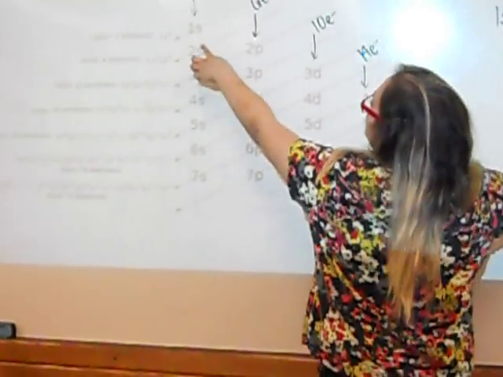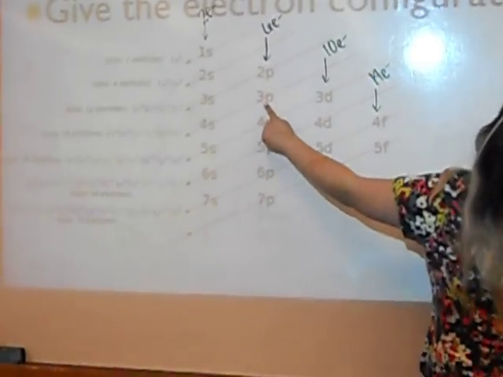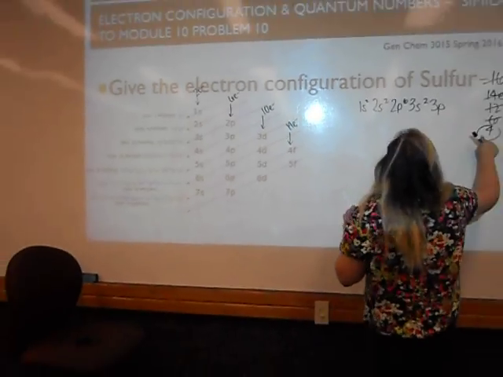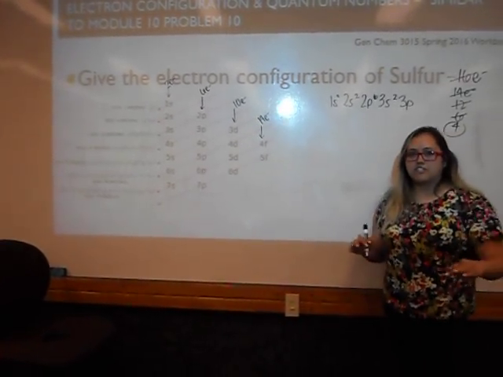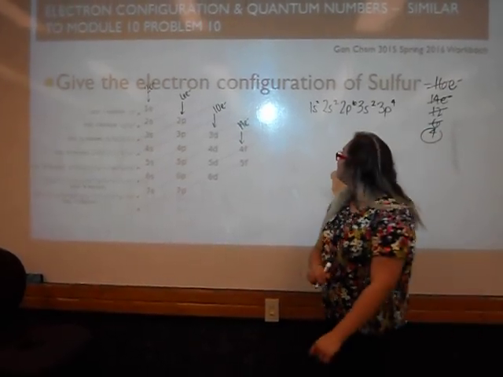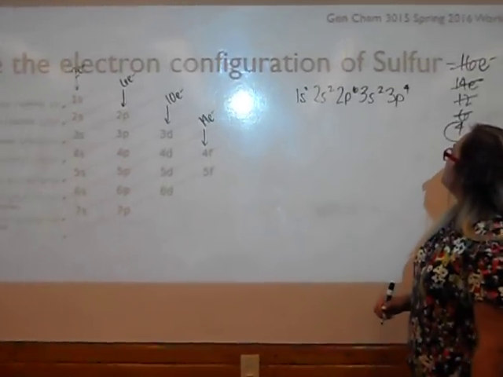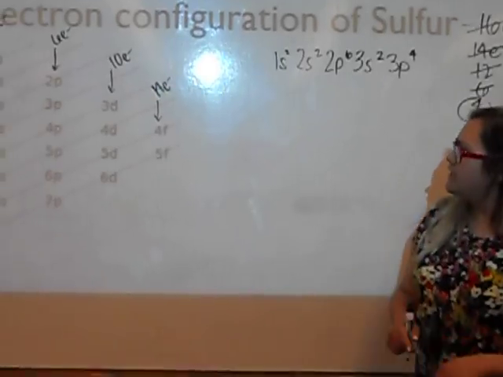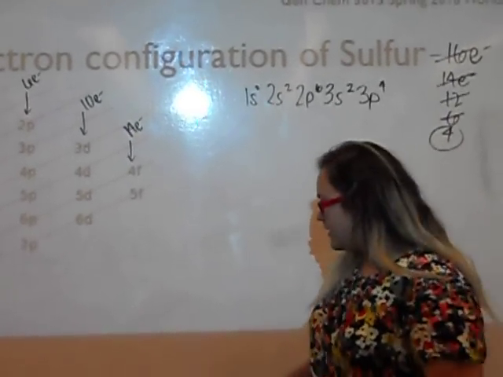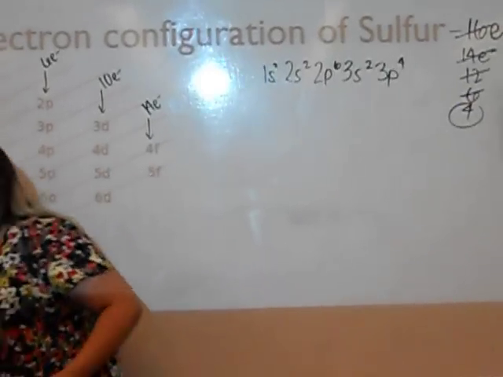And then we're going to jump right back up to the 3p, and I only have 4 left, and because I can put 6 into a p orbital, all 4 of them happily go in. Alright, so there is a noble gas configuration, but I'll explain that as I show you another method.